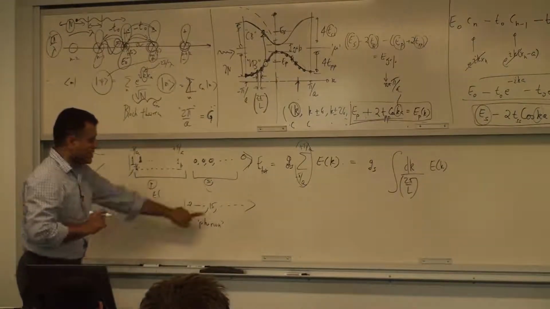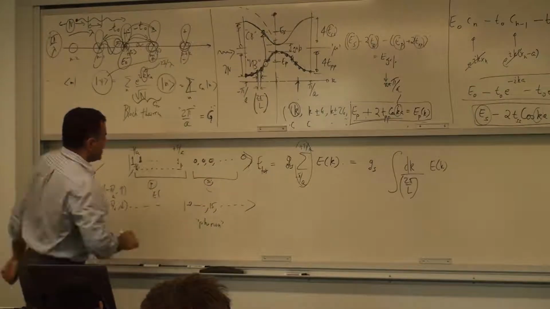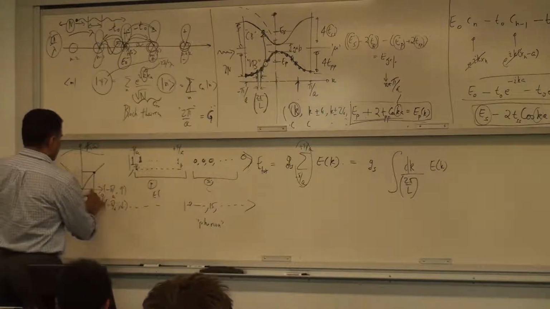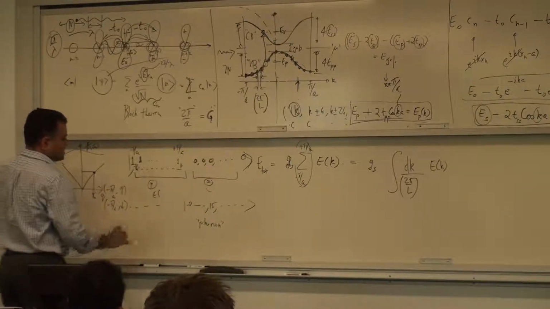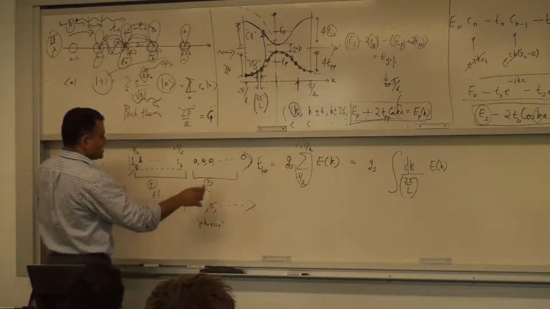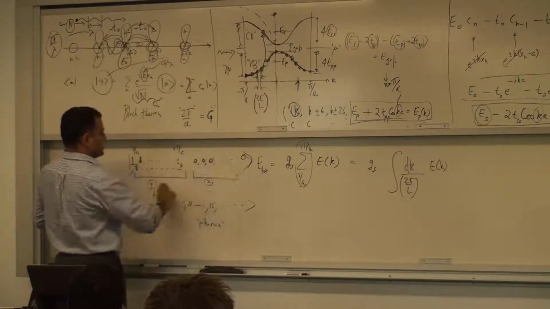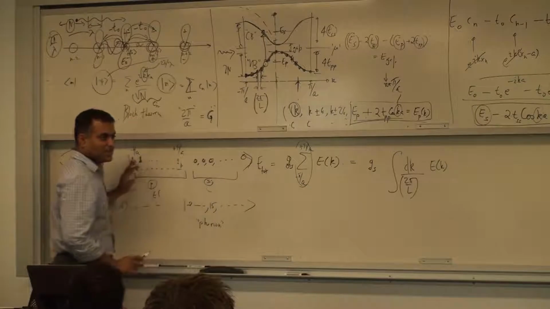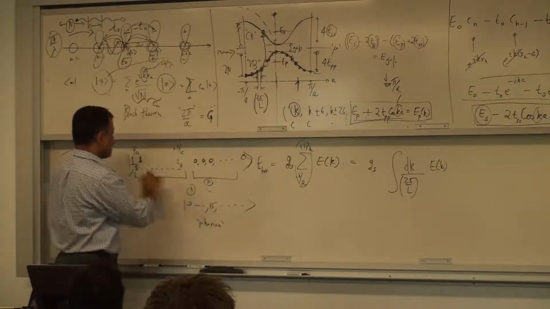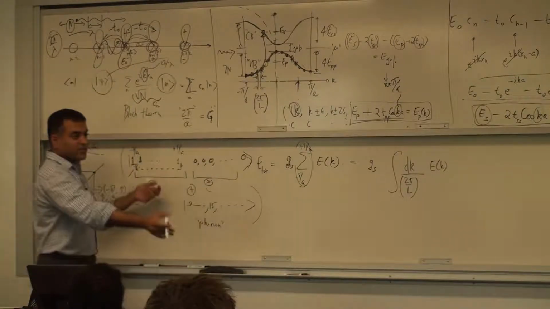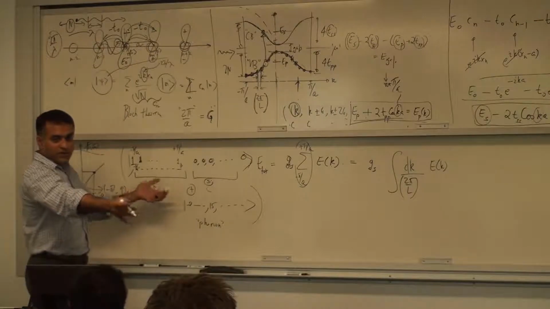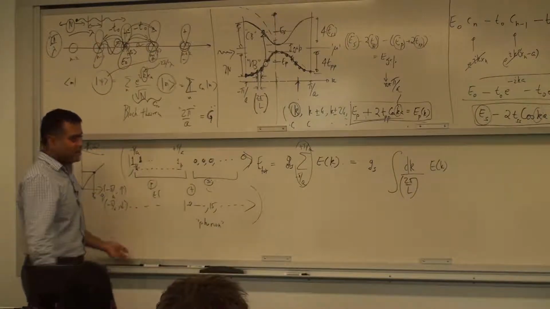Phonons have no restriction on how many you have, right? And that particular state, say q naught. So the initial state of the system is electrons are like this and phonons are like this, right? And the combination of this together is the complete quantum system, right?